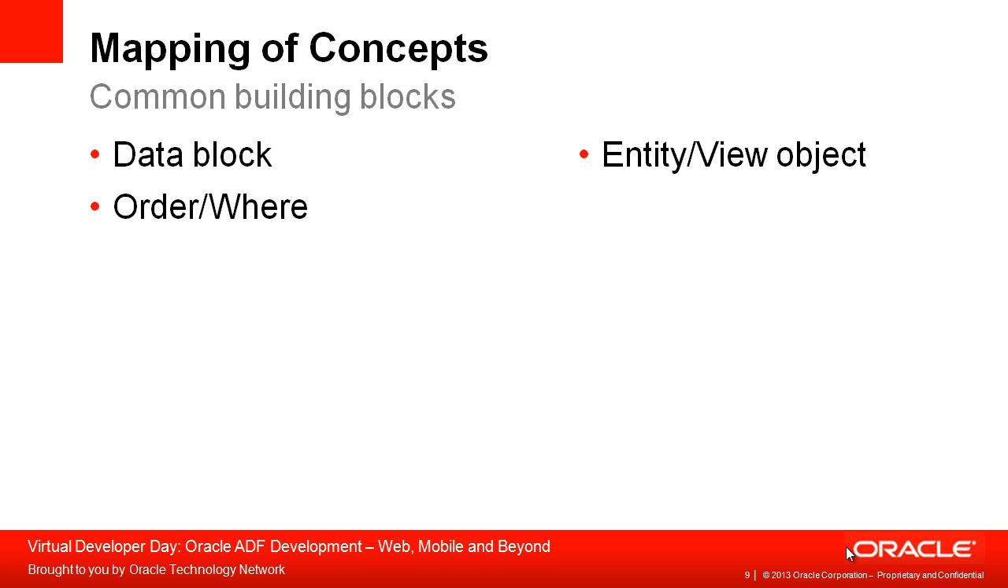Typically in Forms, you don't just bring in every record from the database. You want to bring in only certain records, and you want to order them in a specific way for your application. So there is a property in a block that allows you to define an order by and a where clause. Well, lo and behold, we have the exact same thing on our entity and our view objects, or our view object specifically, where we can define the order that data comes back and which actual records come back from the database.